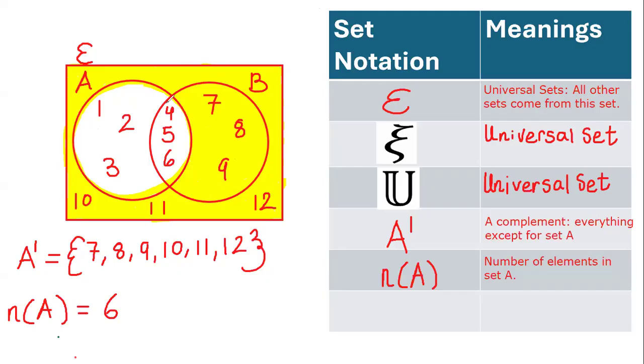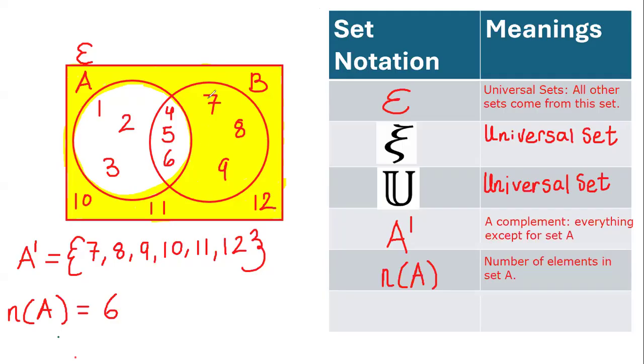1, 2, 3. No. That's the elements in A. That's in this set. What are the elements that are not in this set? That's A complement. What are the elements in A complement? It's going to be what? 7, 8, 9, 10, 11, 12.